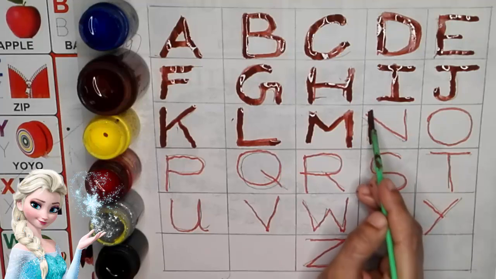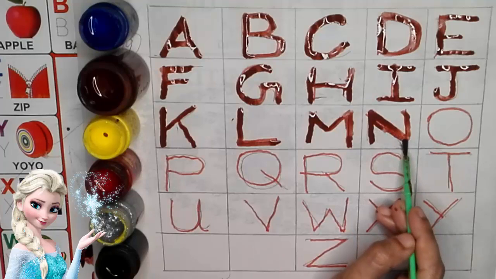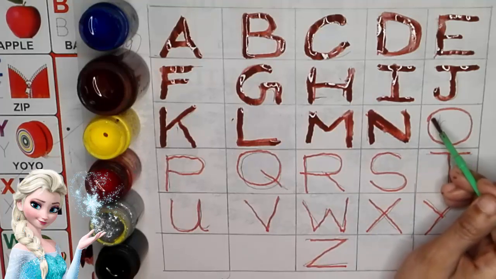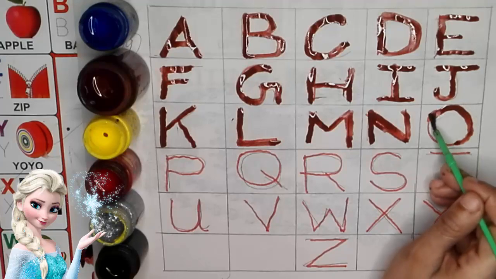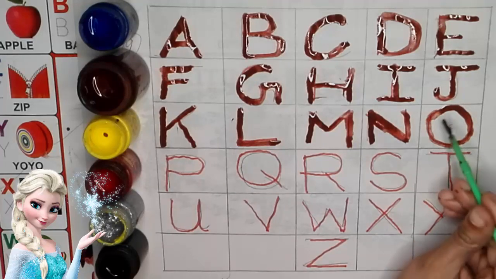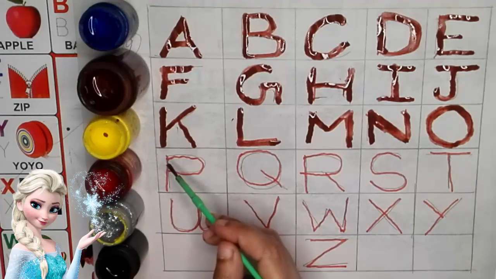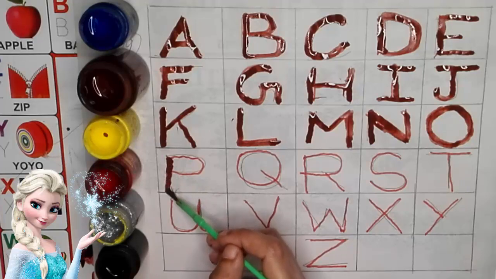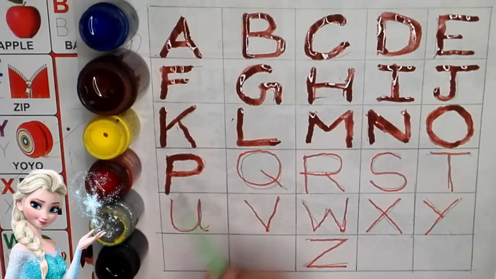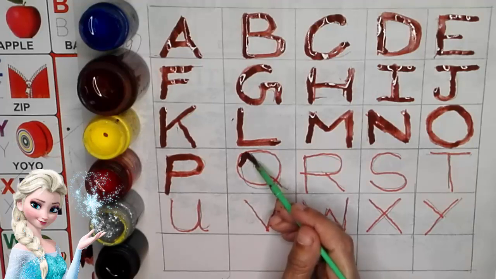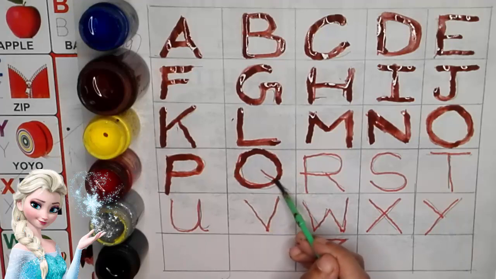N, N for neck. O, O for owl. P, P for pencil. Q, Q for quill.